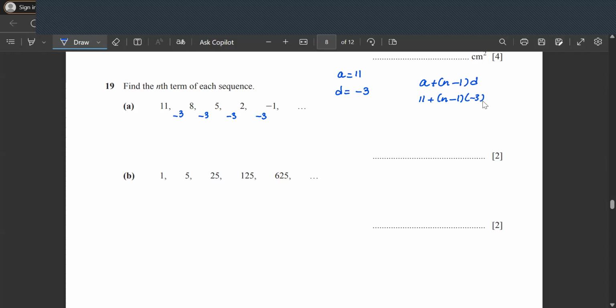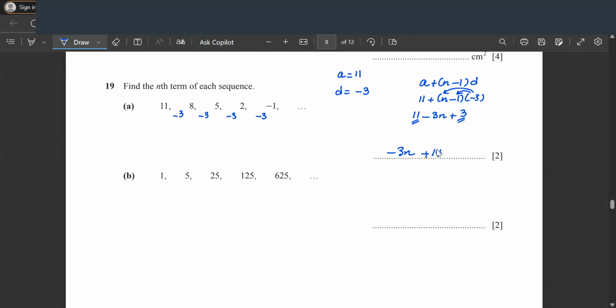Please do not get confused in this part. You are going to distribute negative 3 here and here. So 11, then negative 3 multiplied by n, negative 3n. Negative 3 multiplied by negative 1, positive 3. Then take negative 3n, then add the two others: 11 plus 3, 14. Miss, can I write it 14 minus 3n? Yes, you can, sweetie.